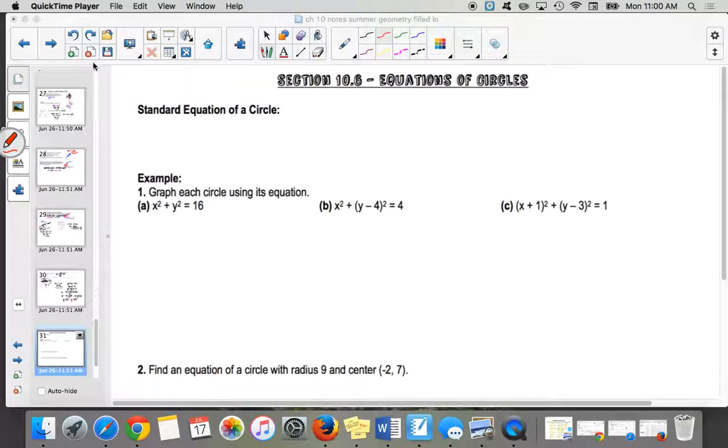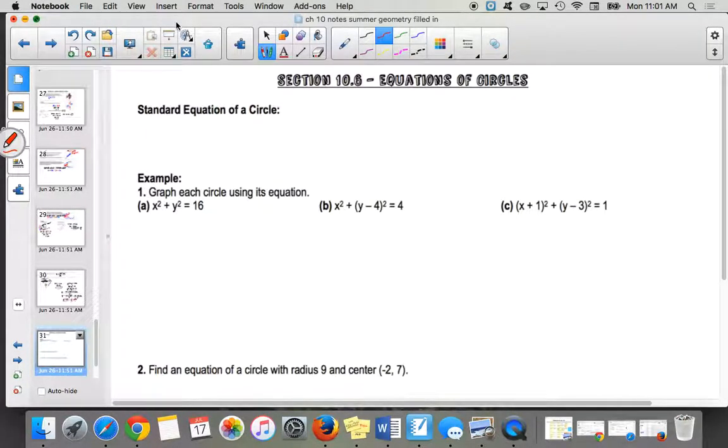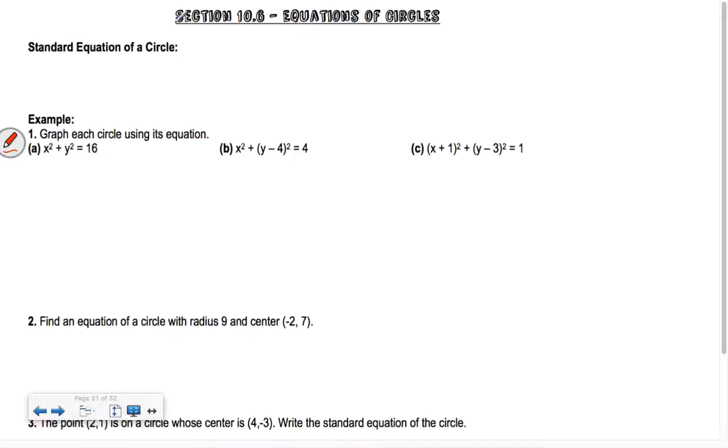1.6 is on equations of circles. All right, so there's a standard equation for every single circle. If I wanted to draw a circle on a coordinate plane, like an xy axis, there's an equation that looks like this: (x minus h) squared plus (y minus k) squared equals r squared.